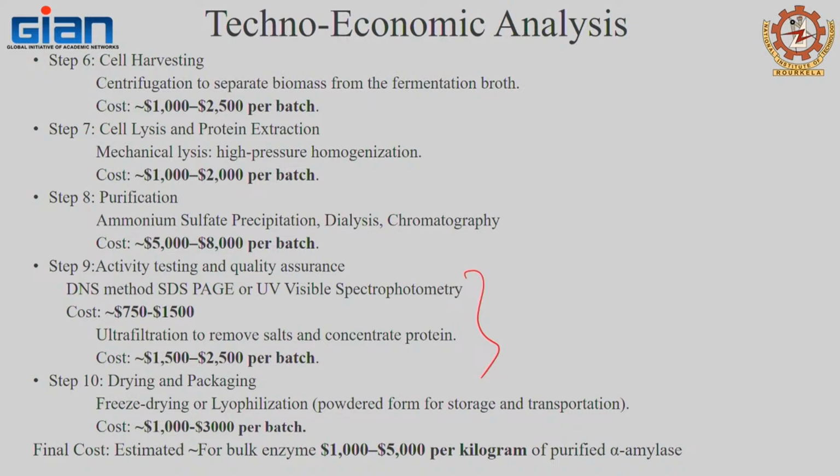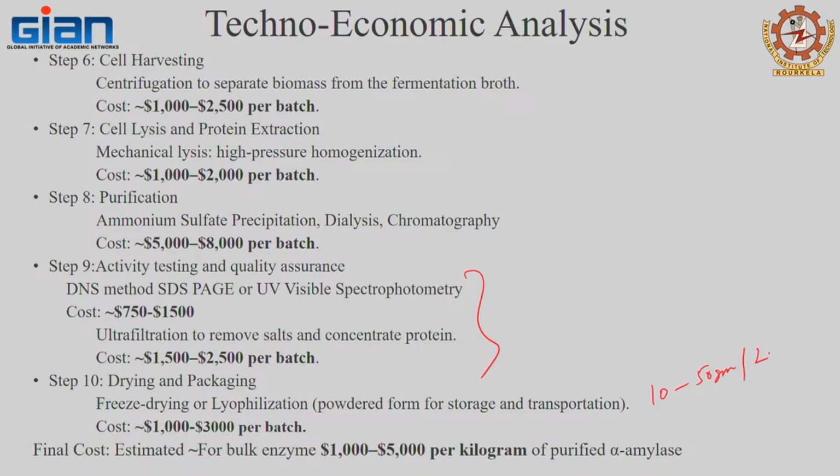Our yield was found to be approximately 10 to 50 grams per liter. So we have to find out the exact value so we can sell it. It was found to be $1,000 to $5,000 per kilogram of the purified alpha amylase for the food grade quality.